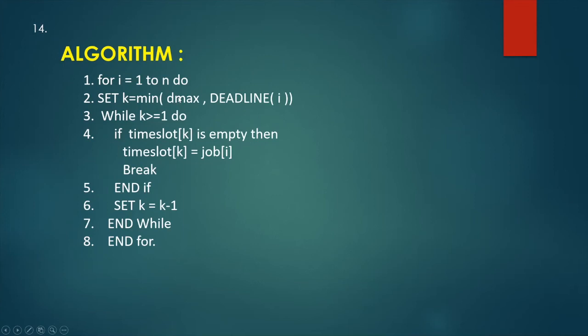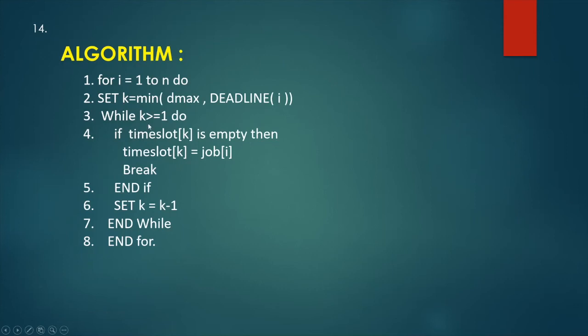Then I'm taking the minimum value of Dmax and deadline I. What does Dmax refer to? Dmax is the maximum deadline, and deadline I refers to the deadline of the job at position I. So I'm assigning the minimum value to K. Then we will run another loop where K is greater than or equal to 1. Why are we doing so? Because we don't have any slot before 1. We are starting from 1.